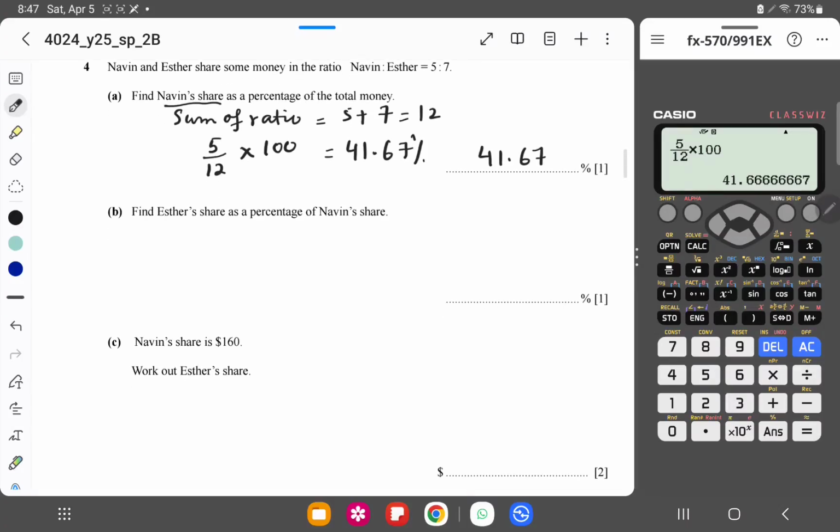Alright, find Esther's share as a percentage of Naveen's share. Esther's share is 7 and Naveen's share is 5, so we are going to find the percentage. That is 7 upon 5, and then multiply by 100, which equals 140%, because it's more. So that is 140%.